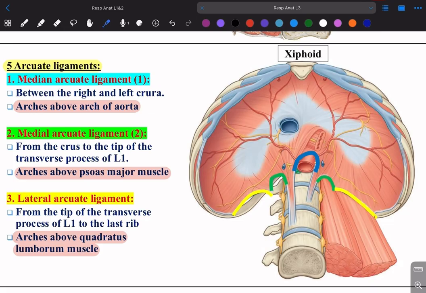Okay, so the median, which is the one in the middle, the median ligament arches above the aorta. It arches above the aorta.